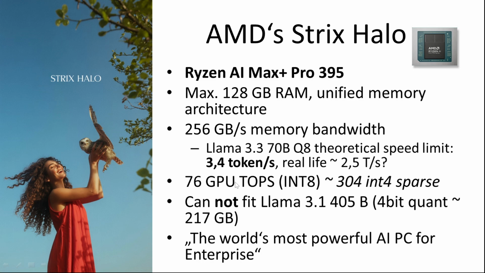76 TOPS on the GPU in int 8, roughly equating to 304 int 4 sparse. Now keep in mind, it's better to compare the Strix Halo to the Mac actually, and not so much to, for example, the Intel Battlematrix project, because this is a complete chip and it includes everything in this chip, the CPU, the GPU, etc. So it's more like the Mac offering. It cannot fit the big Llama in it, because again we have 128 gigabytes of RAM at most.